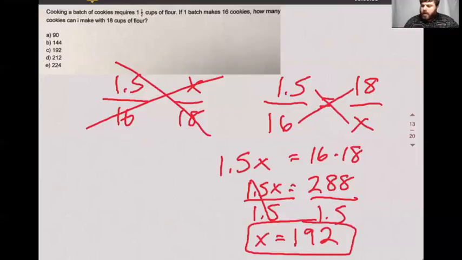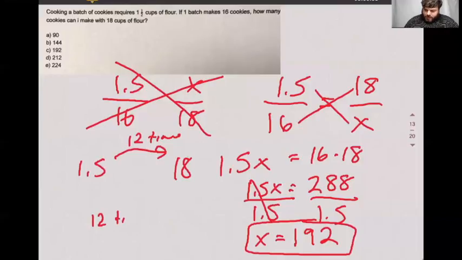Okay, which makes sense in our problem. I've got 1.5 cups of flour. How many did I have? So 1.5 cups, if I turn it into 18, 10 1.5s is 15, and it takes 2 more 1.5s, because that would be 3. So there's 12 total. So I did 12 times as many batches. So that's why I should do 12 times these 16 cookies. So I have 12 times 16. That's where I get 192 from.